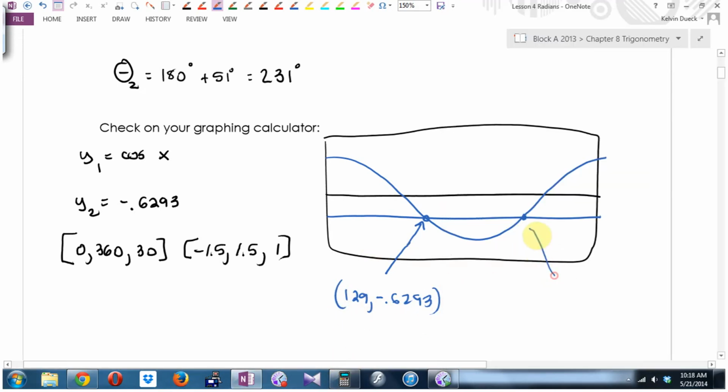And this point here, can I stop talking? Thank you. 231 comma negative 0.6293. So I will let you use your graph. I've showed you how to use your graphing calculators to check your answers when you're solving trig equations, but I'm going to make you solve them by hand. That was kind of a review of what we did last day.